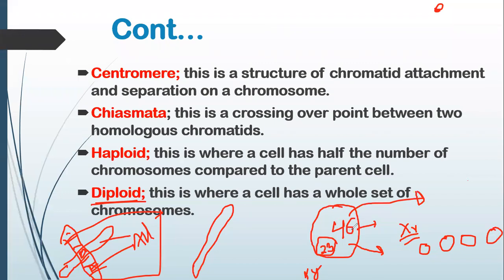It's okay. So if this cell divides by meiosis, it will produce 4 cells. We are going to see what meiosis is.